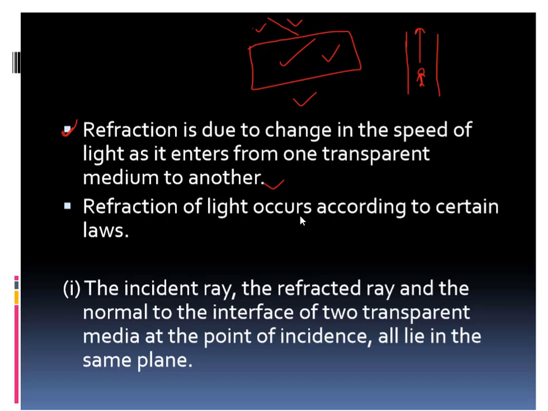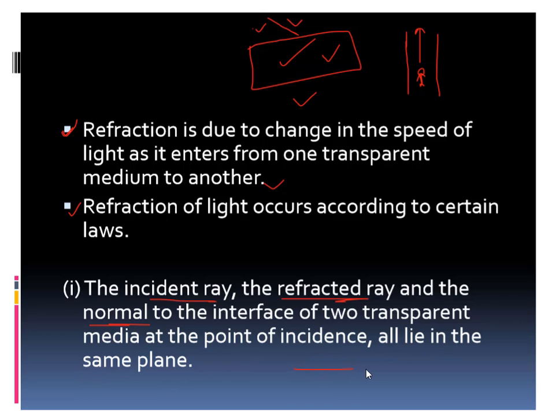Now, refraction of light occurs according to certain laws. What is refraction we just saw? Refraction is nothing but the bending of light when there is a difference in the density of the medium. Now, there are certain laws through which it bends. First one, the incident ray, the refracted ray, and the normal to the interface of two transparent media at the point of incidence all lie on the same plane.